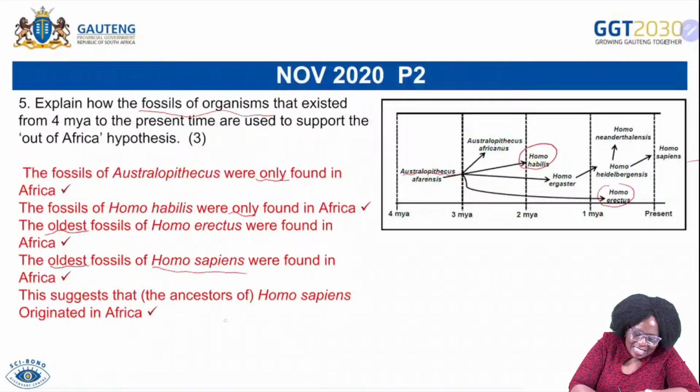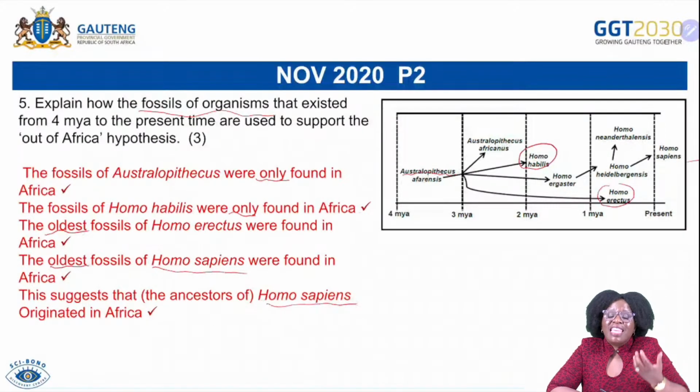And this suggests that the ancestors of Homo sapiens originated in Africa, and this supports the out of Africa hypothesis. Please just get these free marks. It's straightforward, it's easy. Just get the 3-4 lines right, then you get your marks.